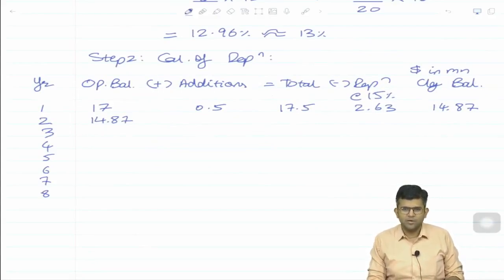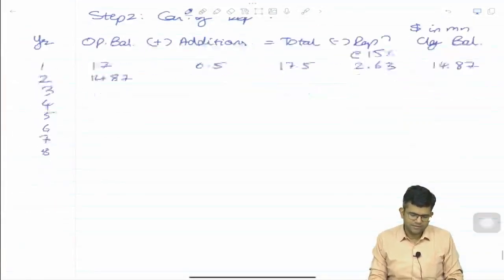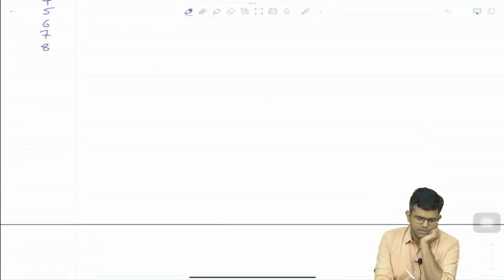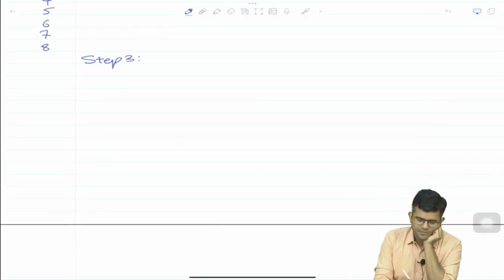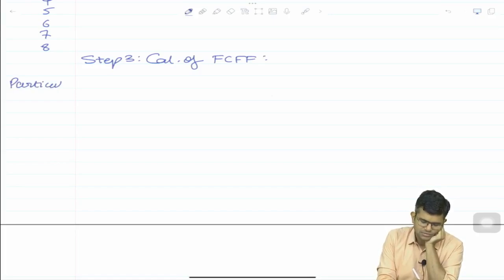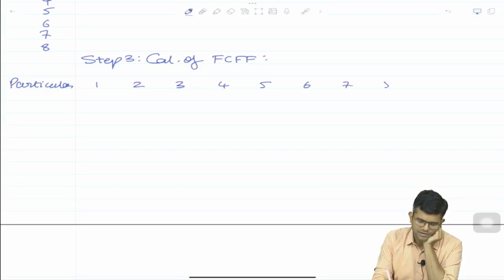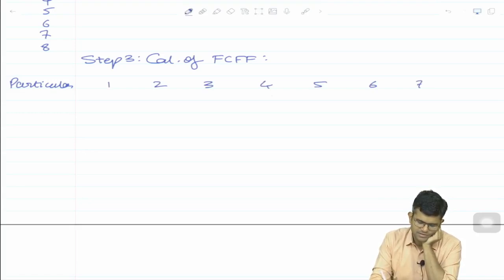Everyone ready? Okay. Students, next step, I think we can now touch FCFF. Everybody clear? We can touch FCFF. Now, for FCFF, we'll have to make a little big column. See here. So I'll write here step 3, calculation of FCFF. Particulars, 1, 2, 3, 4, 5, 6, 7, 8.